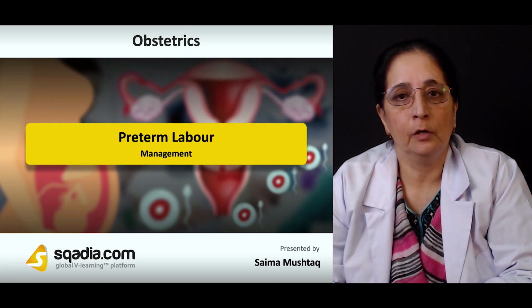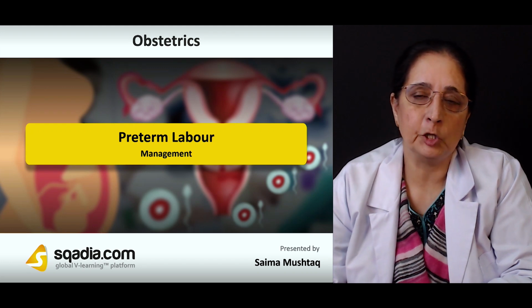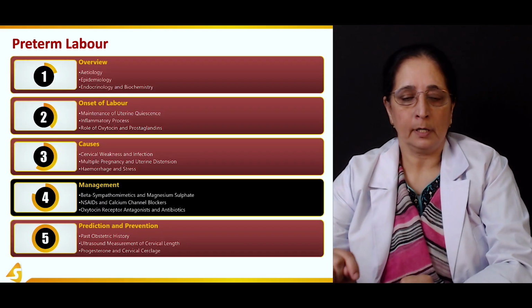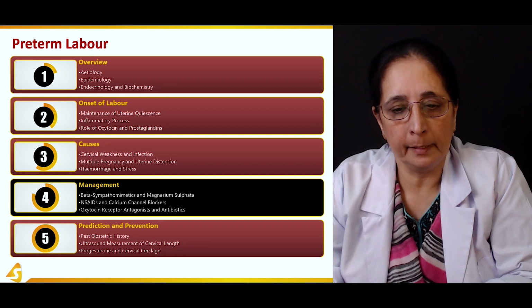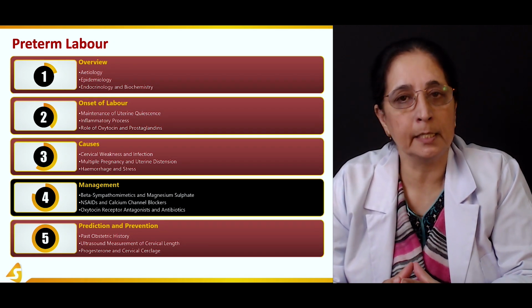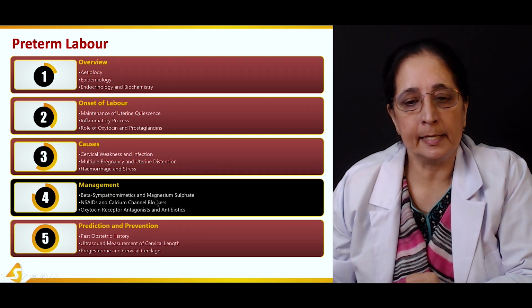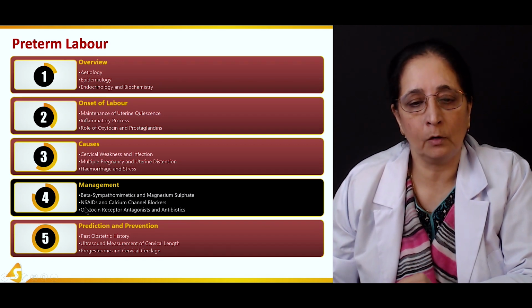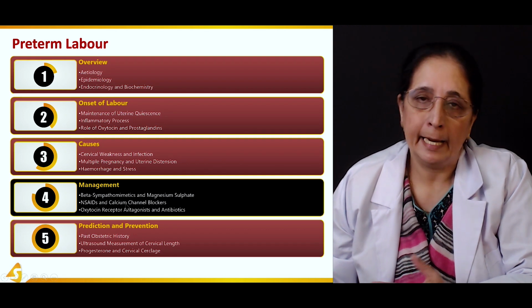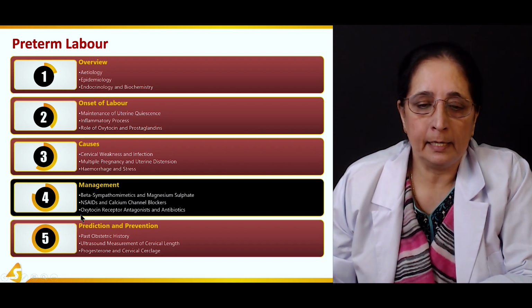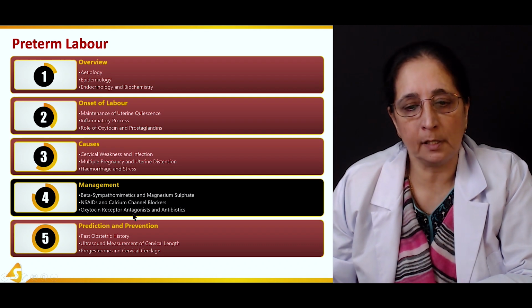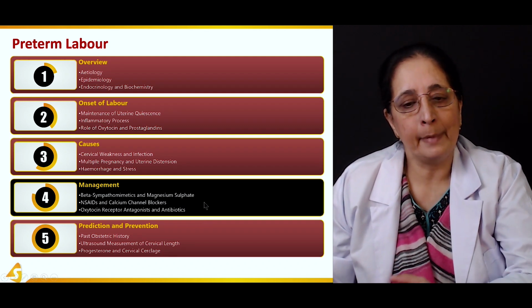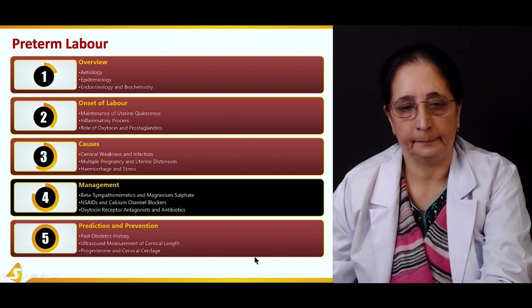So in the fourth section of our lecture, preterm labor, now we will talk about the management of the preterm labor. The important management steps of preterm labor are the use of beta sympathomimetics and magnesium sulfate. And then also we can use drugs like non-steroidal anti-inflammatory drugs and calcium channel blockers, and then the use of oxytocin receptor antagonists and antibiotics. So let's start with the management of the preterm labor.